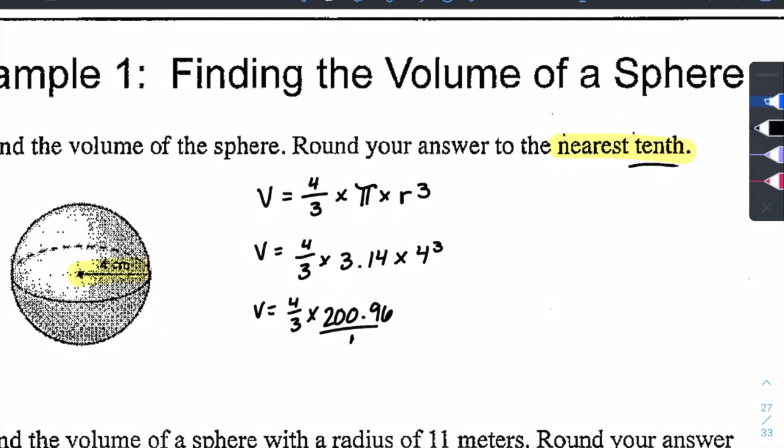4 times 200.96, which is 803.84. I still have to divide that number by 3, which gives me 267.946, and so on. I only need tenth, so it's going to be 267.9.